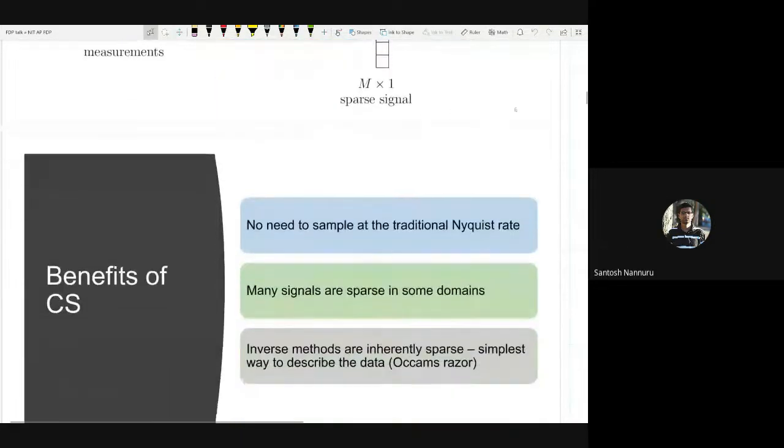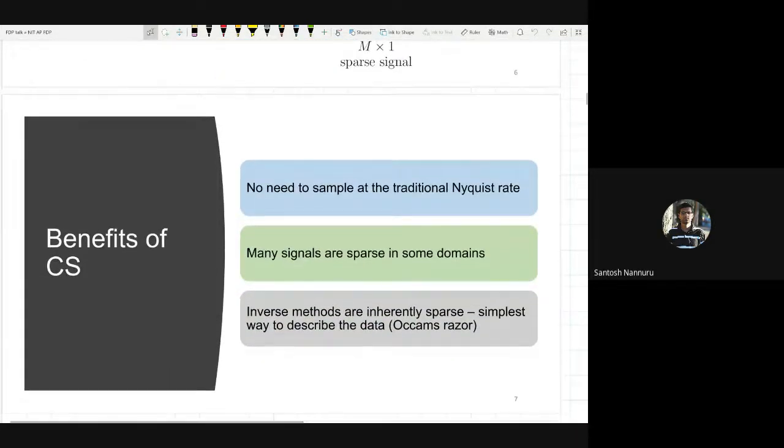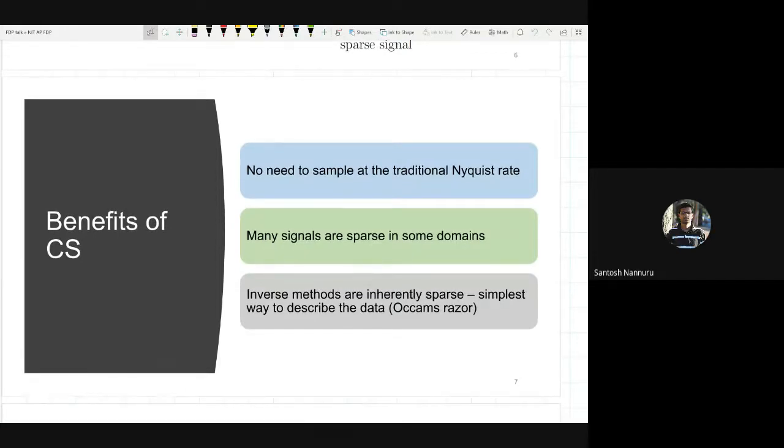Okay. So what are the benefits of CS? CS is compressive sensing, which I will also call sparse signal processing. One of the crucial benefits is that you don't have to sample at the Nyquist rate. The Nyquist rate is very demanding, but for many classes of signals it's not needed. You can sample at a much lower rate, and that's what CS tells you how to do. Many signals are sparse in some domain or the other, so it's helped by the fact that a lot of signals are actually sparse. So we can use this theory.